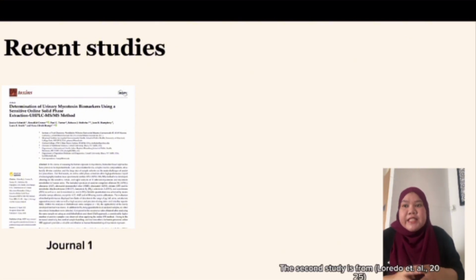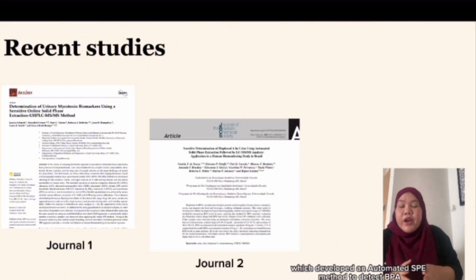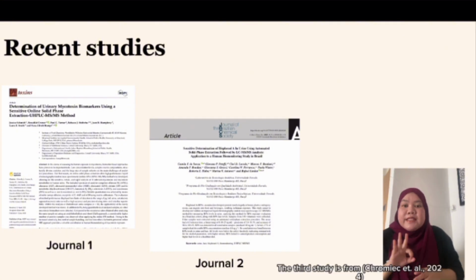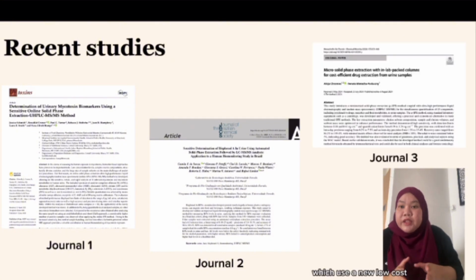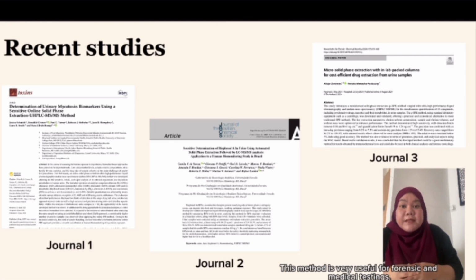The second study is from Laredo et al., 2025, which developed an automated SPE method to detect BPA, which is a harmful chemical found in plastic, in Brazilian urine samples. The third study is from Cromet et al., 2025, which used a new low-cost micro-SPE method to find drugs and their breakdown products in urine. This method is very useful for forensic and medical testing.